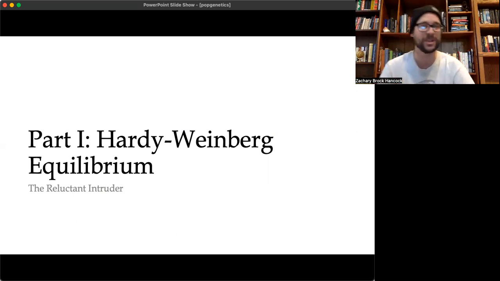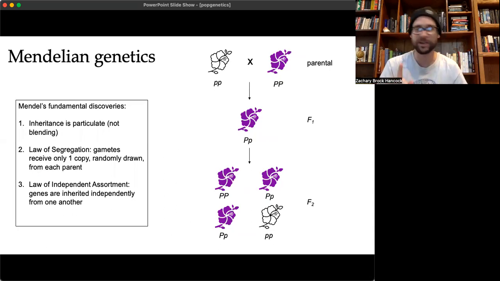Okay, so bear with me as we go through this. First and foremost, I'm not going to spend a lot of time on this, but I just need to lay this out there so that we have the understanding that it's here, and that's Mendelian genetics. There are three key things that we need to know about Mendelian genetics, and these are his major fundamental discoveries.